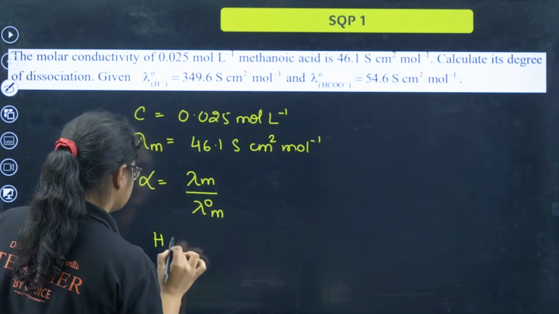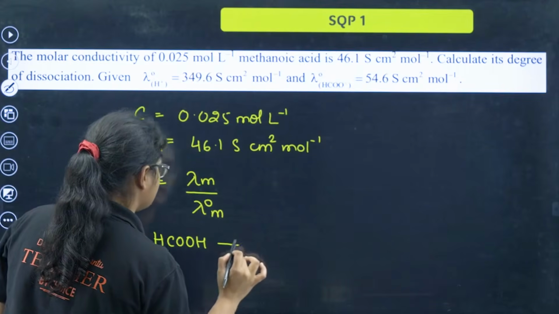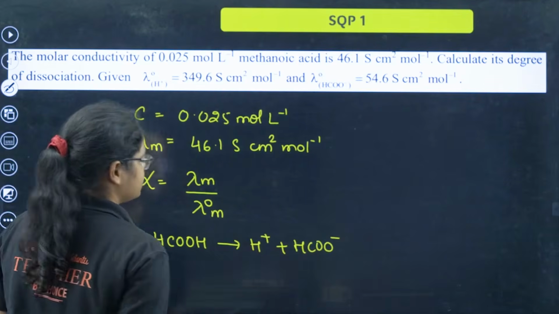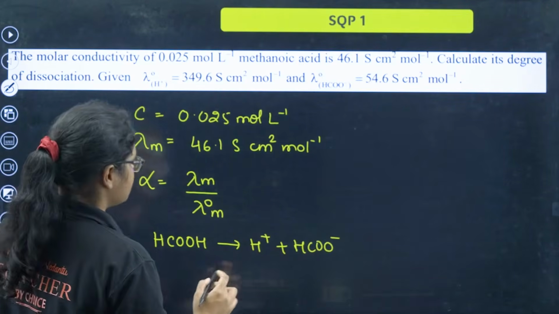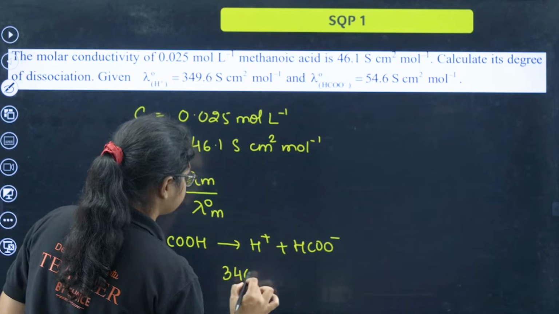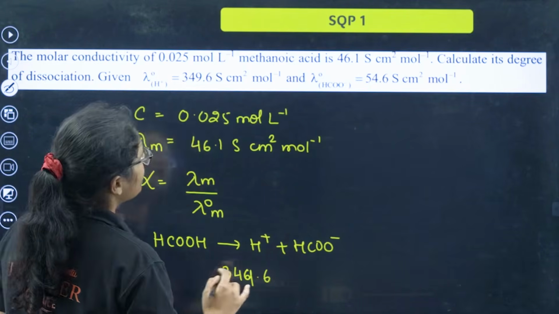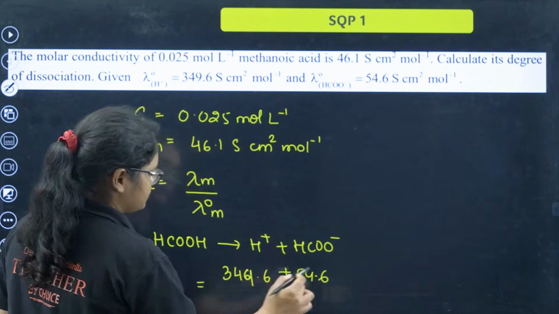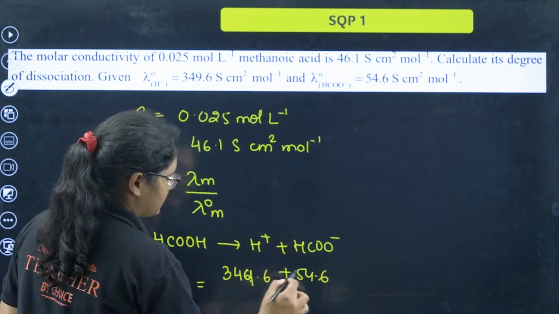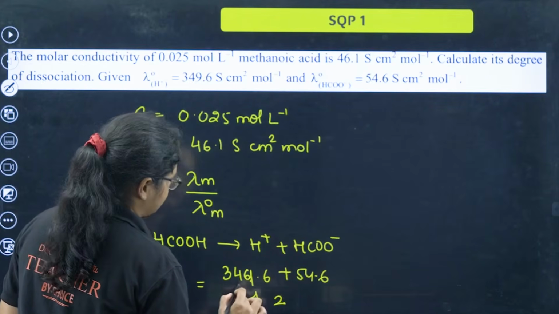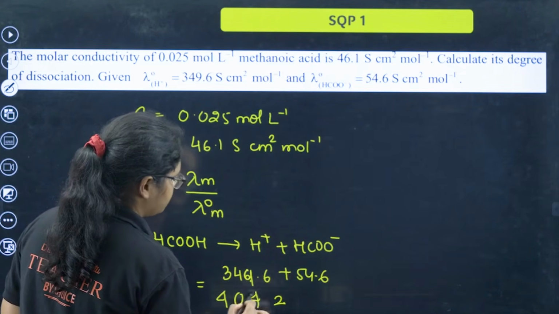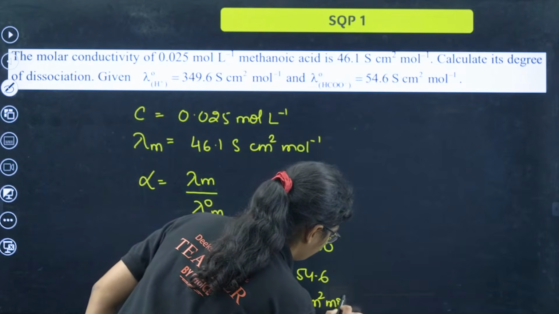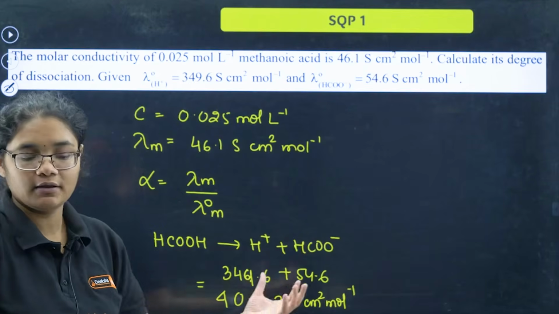So you have HCOOH, that is H⁺ and HCOO⁻. Okay, so the H⁺ value is how much? 349.6, and here we have 54.6. Now if I add these two, 6 plus 6 is 12, 9 plus 1 is 10, plus 4 is 14, 5 plus 4 is 9, plus 1 is 10, I have 404.2 S cm² mol⁻¹.